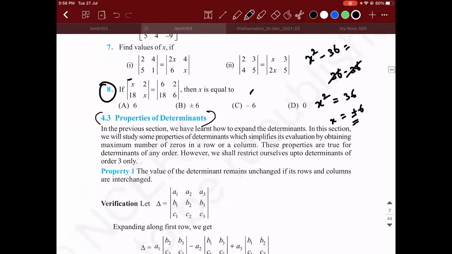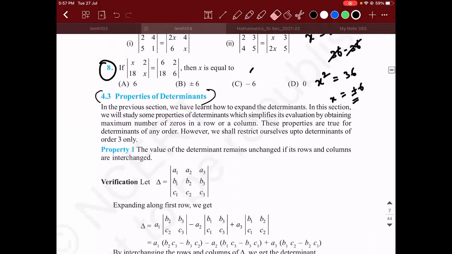But had the question been like this, then x should have been 6. Guys, are you able to understand what is the difference? When they speak about the determinant, the value of x can either be plus 6 or minus 6, because its value is going to be the same. When you find the determinant, the output will come out as 0 only. Okay, so properties of determinants done.